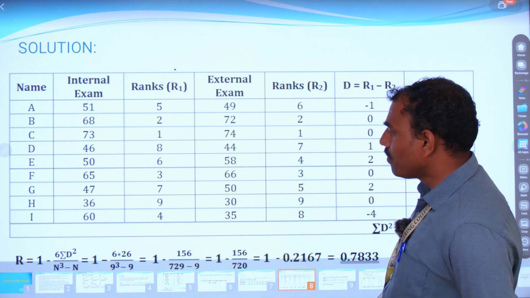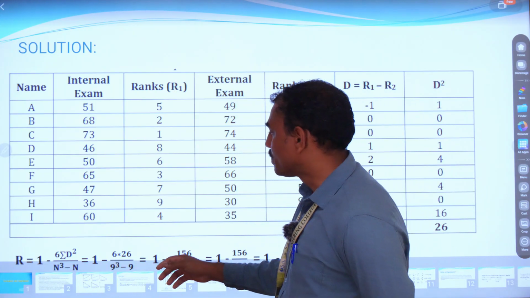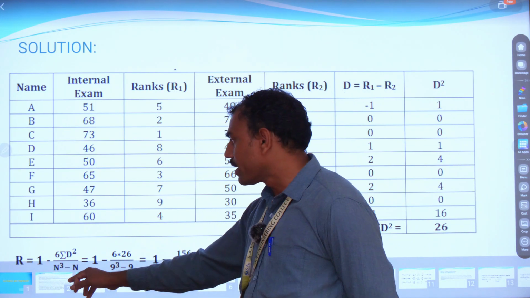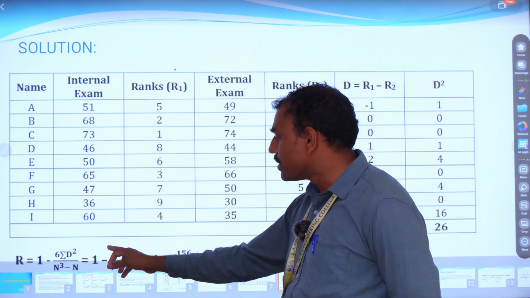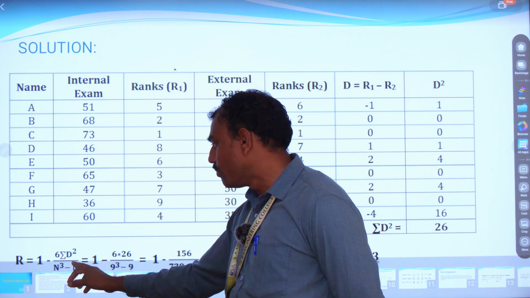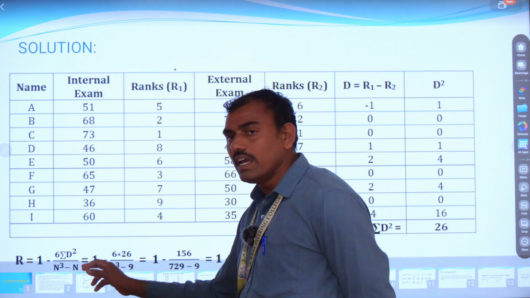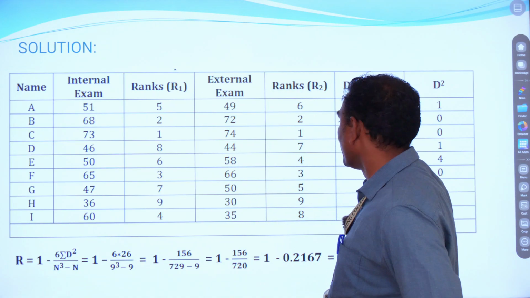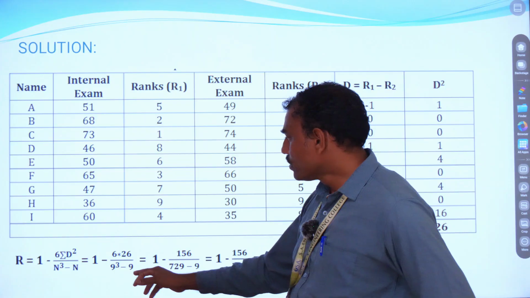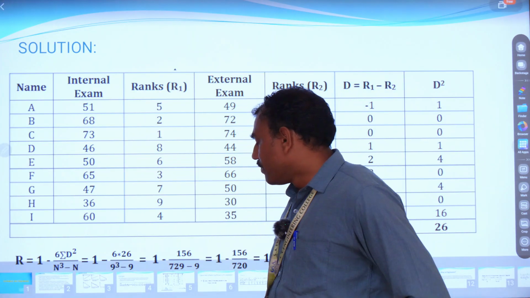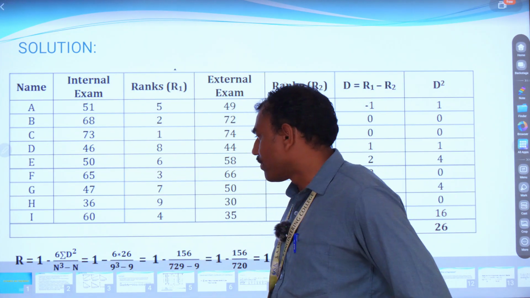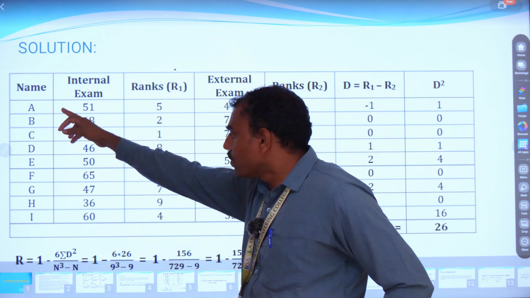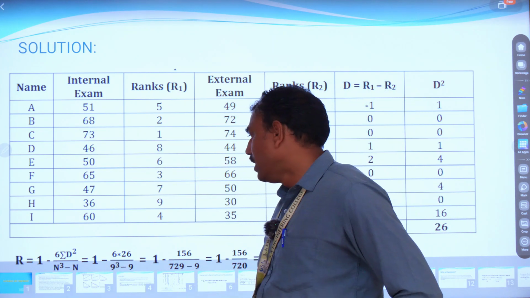So the formula is the Spearman rank correlation formula: R equal to 1 minus 6 into summation of d squared divided by n cubed minus n. Here d is the difference of the two ranks, rank 1 and rank 2. And n is the number of observations. Here n equal to 9.